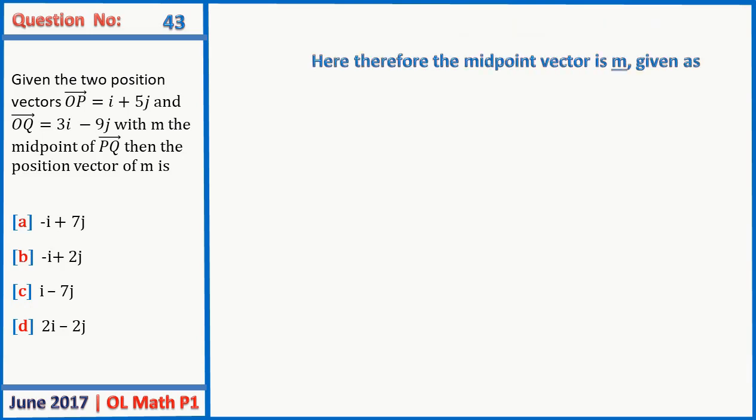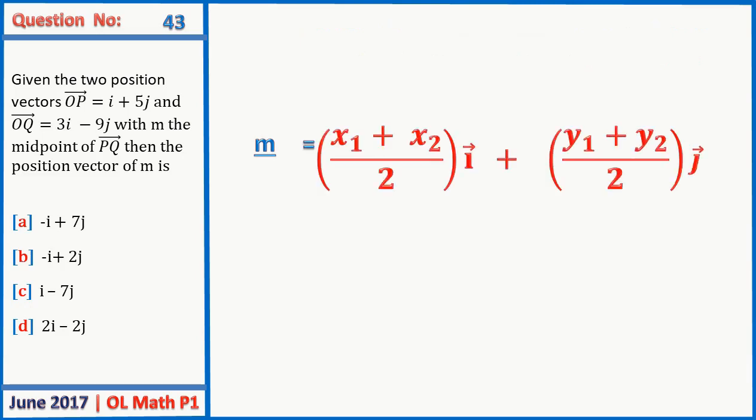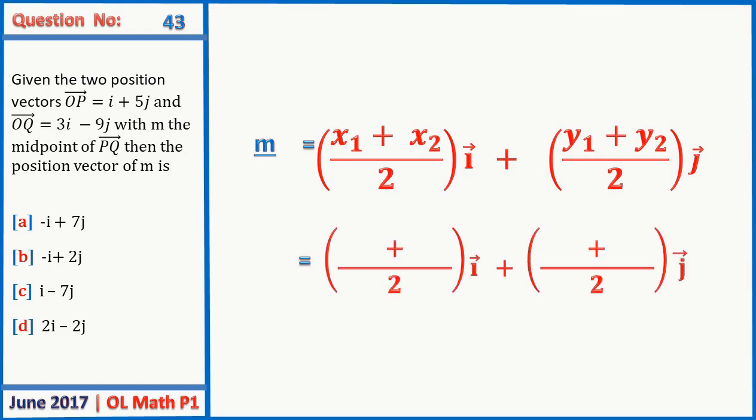Here therefore the midpoint vector M is given as M equals (x1 plus x2)/2 i plus (y1 plus y2)/2 j. So this gives us x1 is 1i, so it's 1, x2 is 3i, so it's 3, y1 is 5 and y2 is minus 9. So simplifying gives us 2i minus 2j, and the value is D.